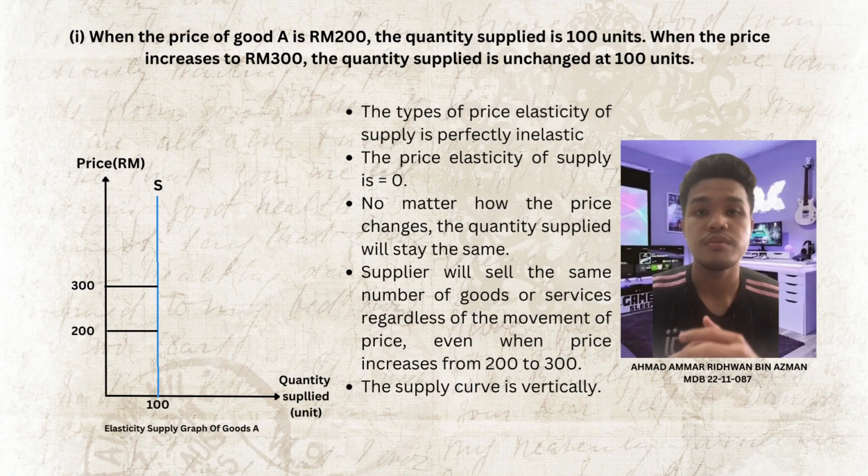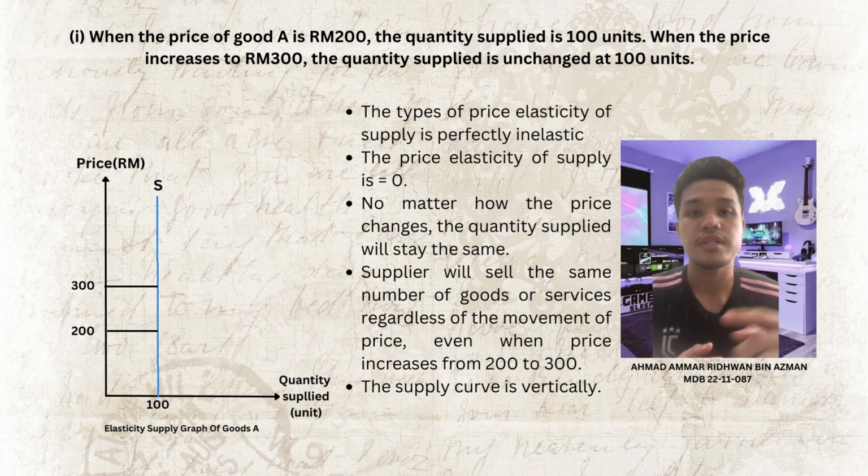The answer for question 4, Roman 1: based on the information given, the type of price elasticity of supply is perfectly inelastic, and the price elasticity of supply is equal to 0. It is because there is no change in quantity supplied although the price increases. For perfectly inelastic, no matter how the price changes, the quantity supplied will stay the same. It means that the supplier will sell the same number of goods or services regardless of the movement of price, even when the price increases from 200 to 300. Lastly, as we can see in the graph that has been sketched, the blue curve is vertical. It means that the perfectly inelastic supply curve will be vertical.